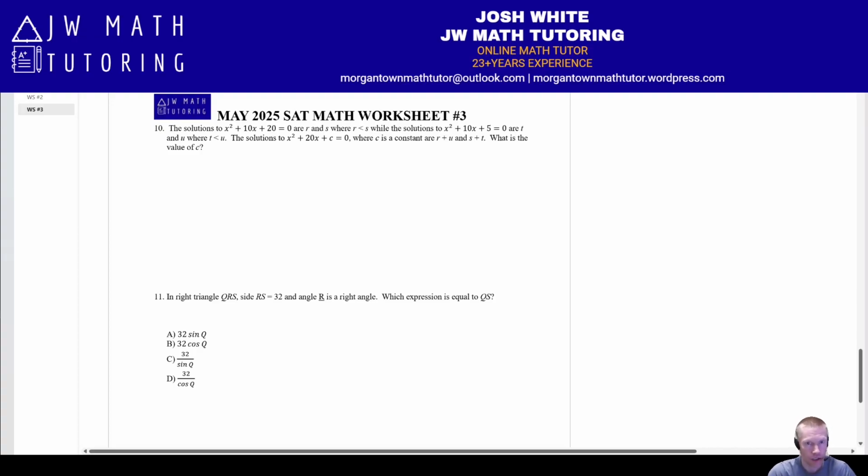All right, top of the next page, question number 10. This is a monster of a problem, I'm not going to lie. So basically, you have two quadratics here, and each quadratic obviously has two solutions. One is larger than the other. Then you take the solutions and add them together, and those two new values that you get are solutions to a different quadratic, and that different quadratic has a constant in it, and they want to know what the value of that is.